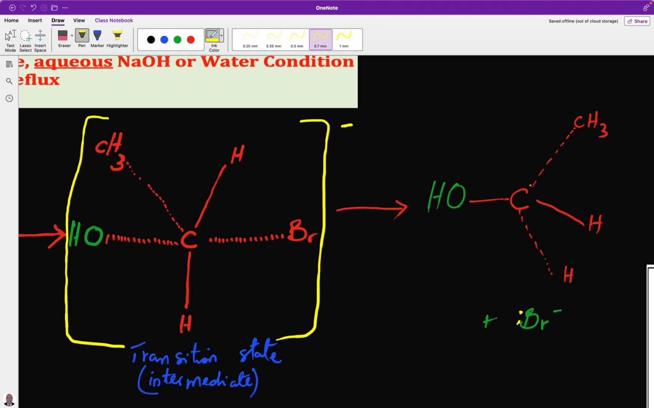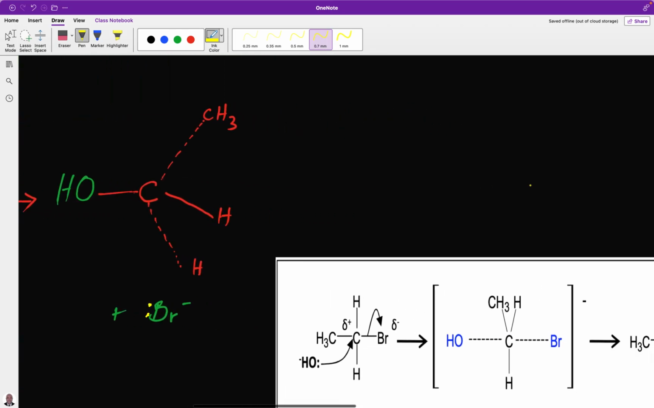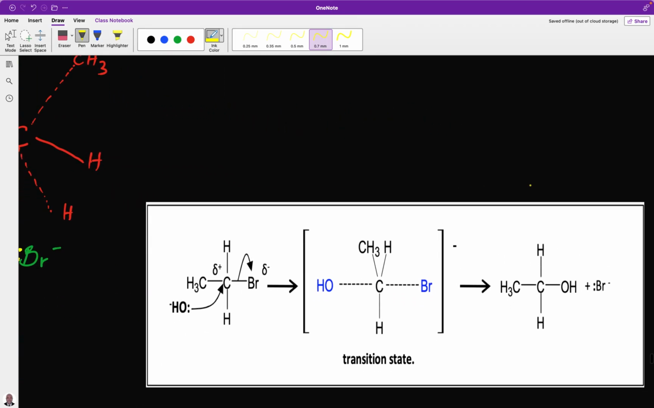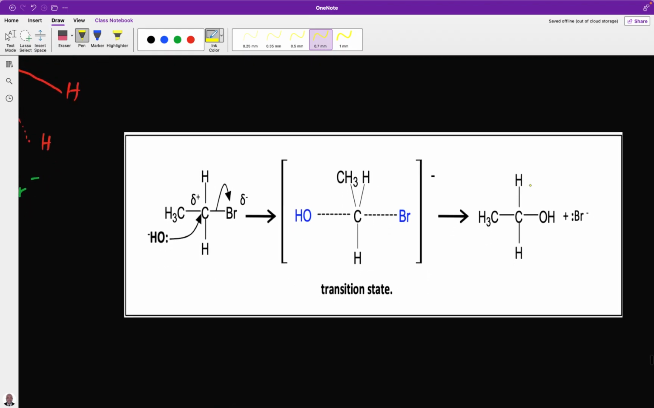So that is how this one goes. And this reaction can be summarized in this form, like this.